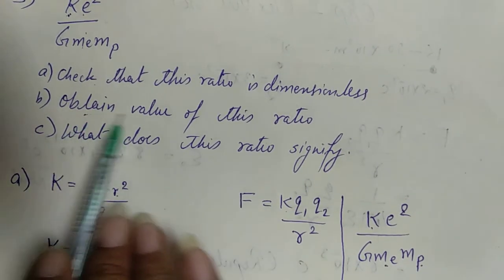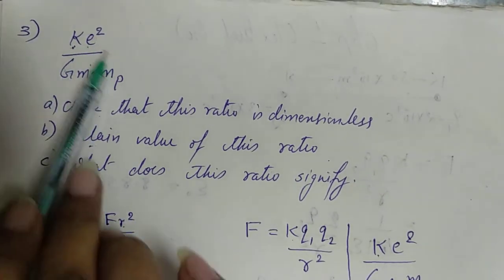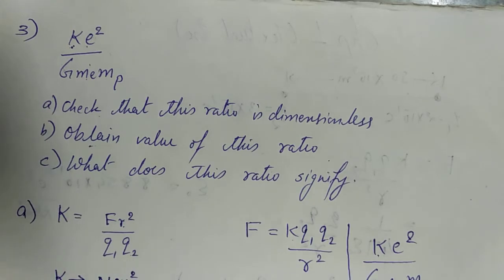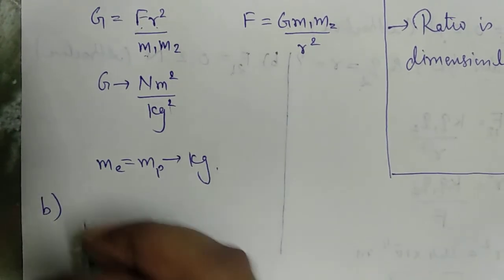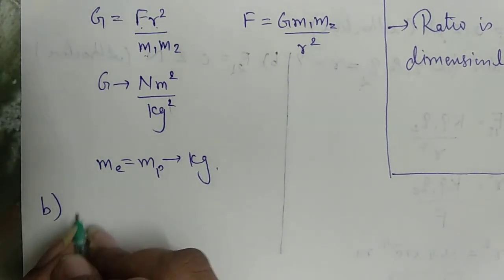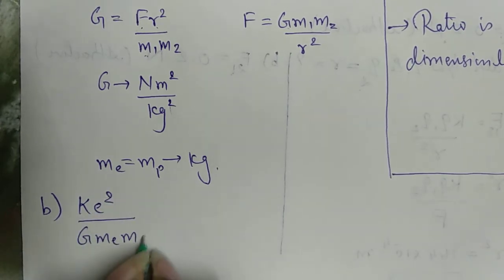In the next portion they are asking you to obtain the value of this ratio. So what we'll do, we'll substitute the value of all these quantities in this ratio. So first of all we'll write the value of all these quantities. So again I'll write down the ratio. It is k e square upon G me mp.